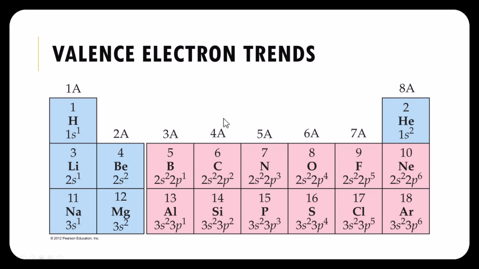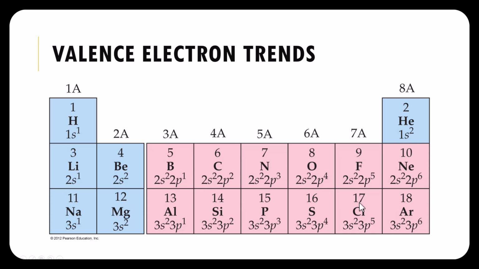For S block and P block elements, we can determine valence electrons by looking at the number at the top of the column. So for all of the elements in this first column, they're going to have 1 valence electron. All of the elements in this second column are going to have 2 valence electrons. 3, 4, 5, 6, 7, and all of the elements in that very last column on the periodic table are going to have 8 valence electrons.